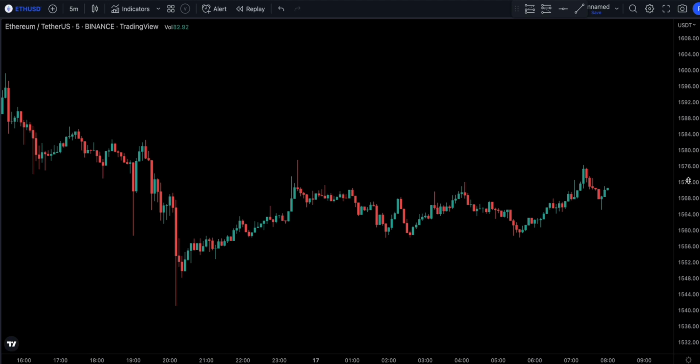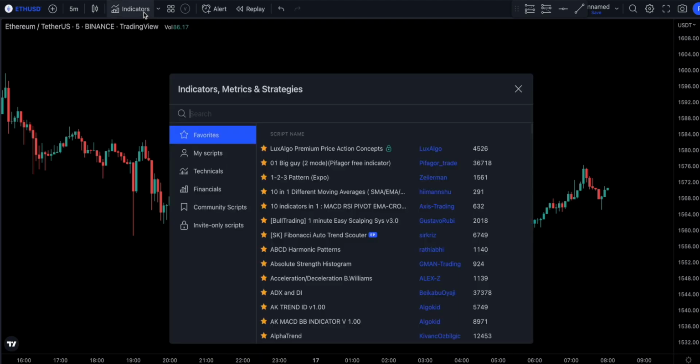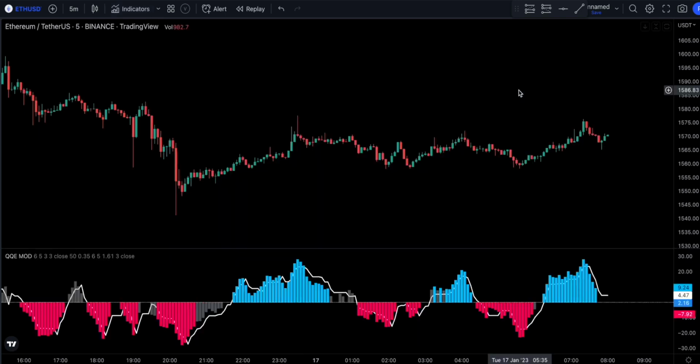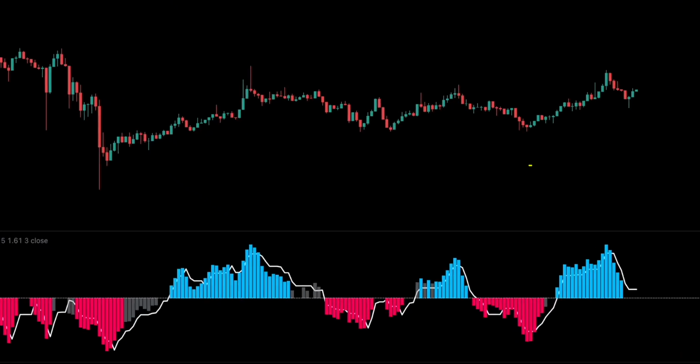So, in order to add the first study, click on the Indicators menu at the top and search for QQE MOD. There are many QQE indicators out there. The script that you're looking for was created by Mickle00. I want to personally thank the creator for this truly amazing indicator.